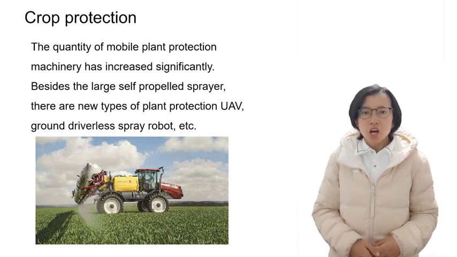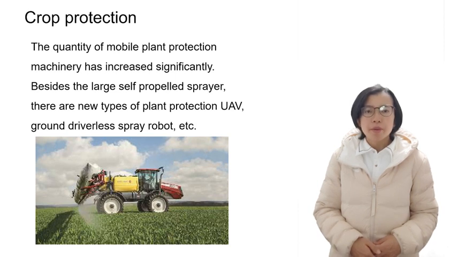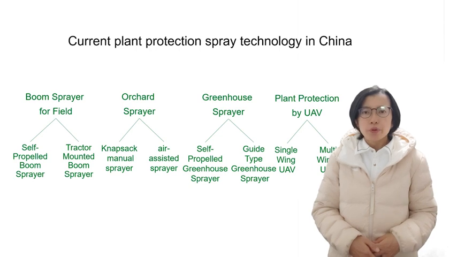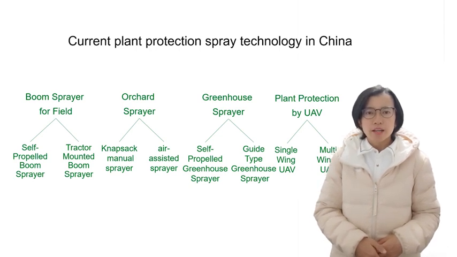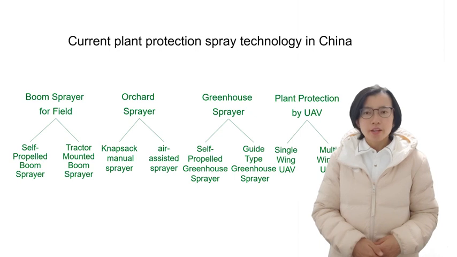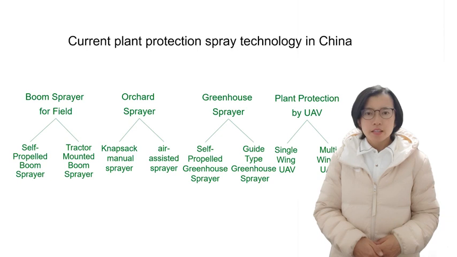Besides the large self-propelled sprayer, there are also new types of plant protection machinery, such as UAV, which is short for unmanned aerial vehicle, and ground driverless spray robots, and so on. Next, I will introduce some current plant protection spray technology in China. There are four parts. The first is the boom sprayer for field, the second is the orchard sprayer, the third is the greenhouse sprayer, and the last is plant protection by UAV.